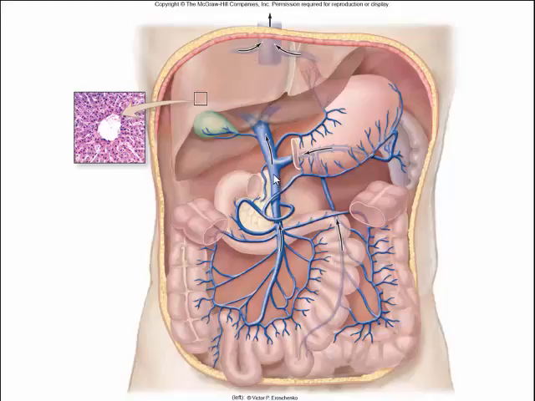So hepatic portal enters the liver from the inferior surface. The hepatic veins drain the liver from the superior surface, emptying into the inferior vena cava.